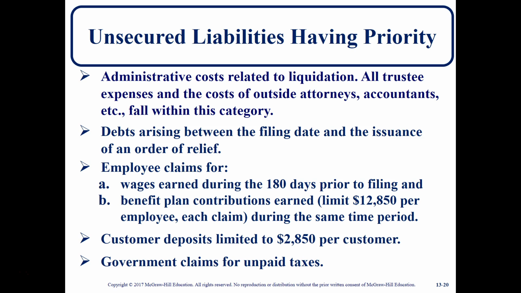There are certain exceptions. Unsecured liabilities having priority. Administrative costs related to liquidation. All trustee expenses and the costs of outside accountants and attorneys will fall within this category. They have priority.